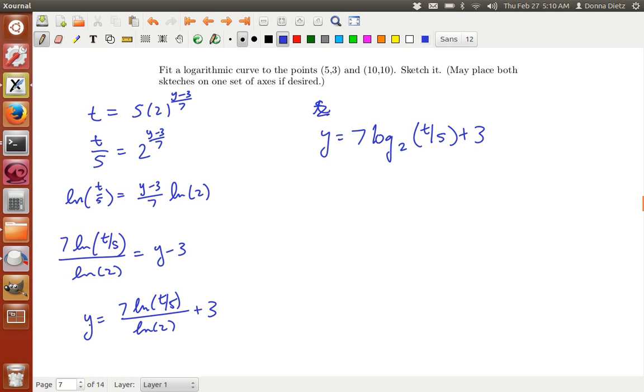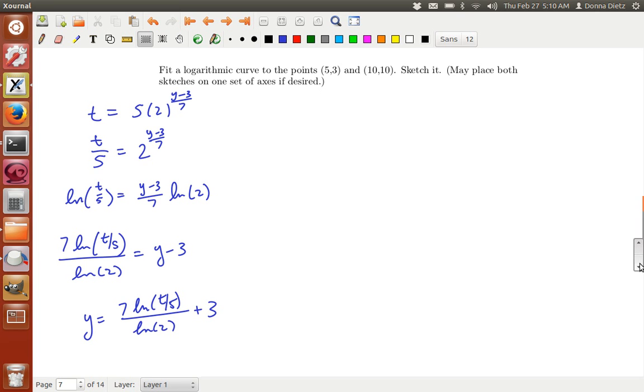If we wanted, we could have taken log base 2 of both sides. And in that case, we wouldn't have the divide by natural log of 2. So this structure, natural log of t over 5 over natural log of 2, that whole thing is log base 2. So it's actually the same answer. Okay? So hopefully that, oh wait, there's one more thing I'm supposed to do.